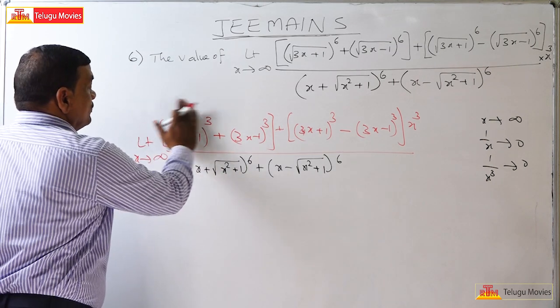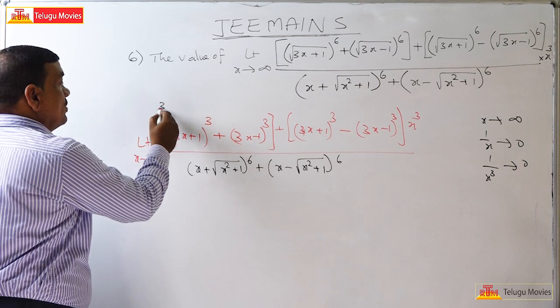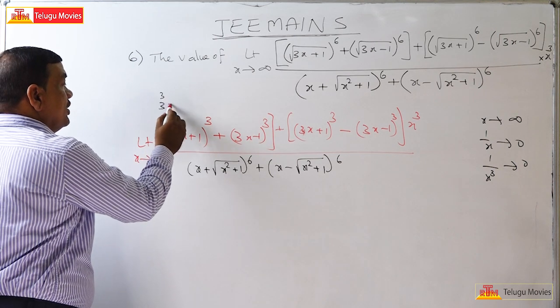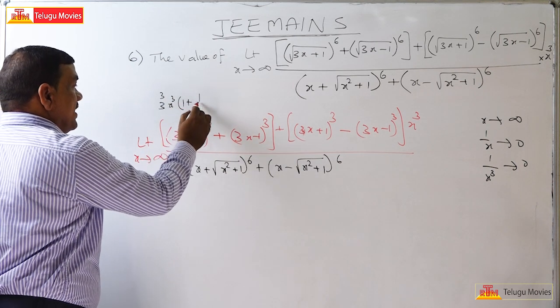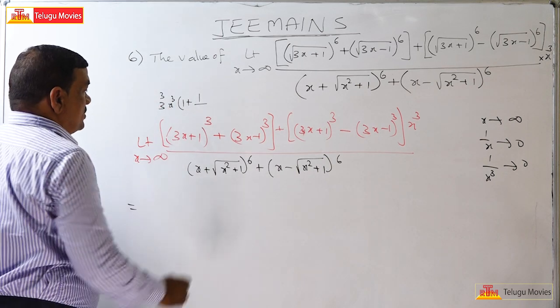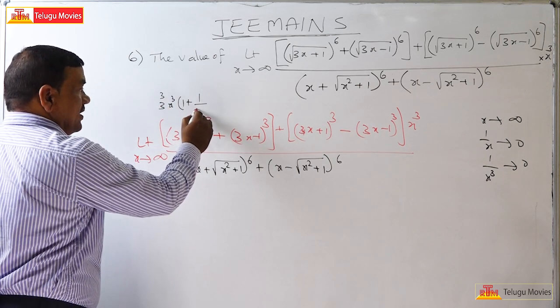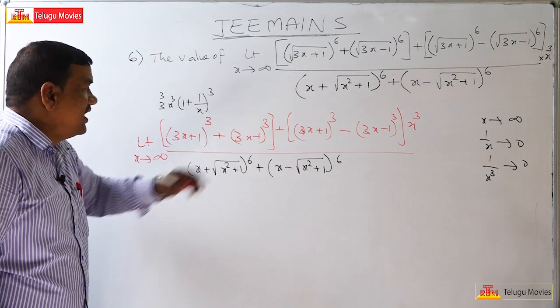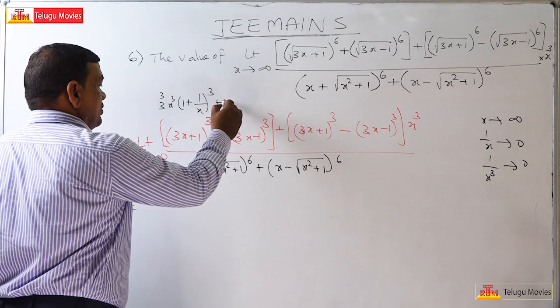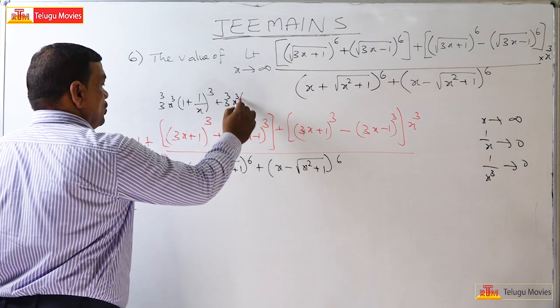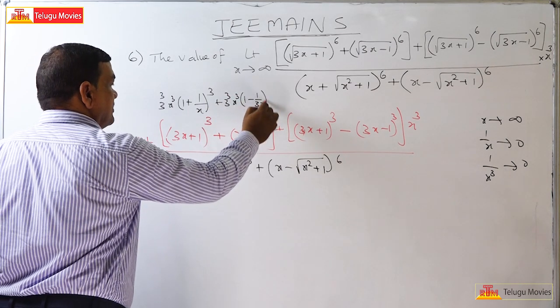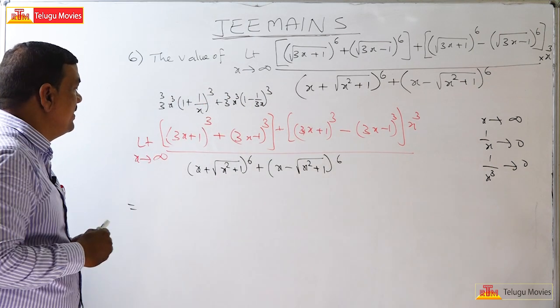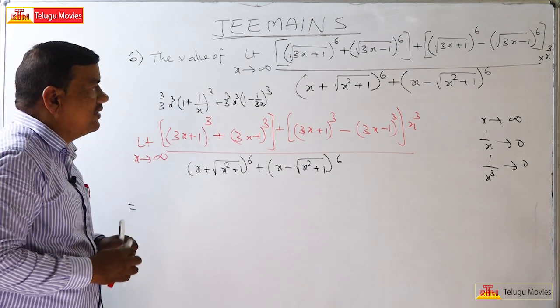3x cube. So if you take 3x whole thing common outside, that is equal to 3 cube x cube into 1 plus 1 by x whole cube will come. 3 cube x cube 1 by x. Here also the same story. So this is 3 cube x cube into 1 minus 1 by 3x whole cube. So now it will become 0. It also will become 0.